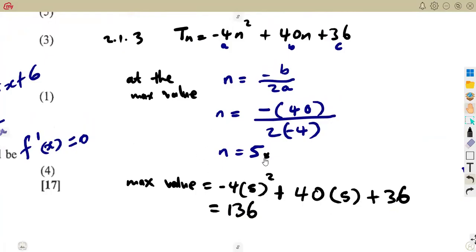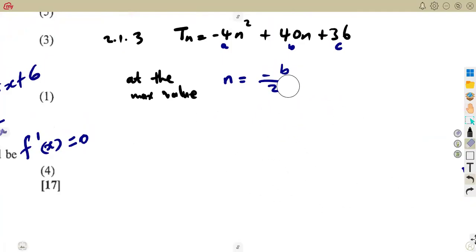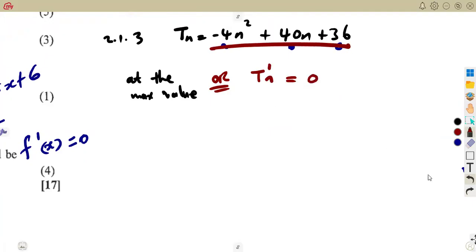So you have to be very, very careful. I also said, working with the maximum value, you can also use this concept. Remember, we can use the first derivative. Remember your derivatives. In this case, it's a function written in terms of n, so the first derivative is equal to 0. So you have to differentiate. 2 times minus 4, which is minus 8n, plus 40, which is equal to 0.